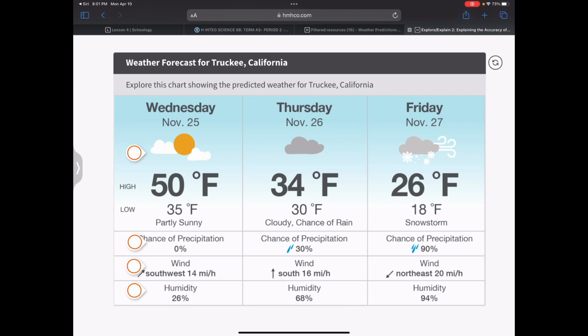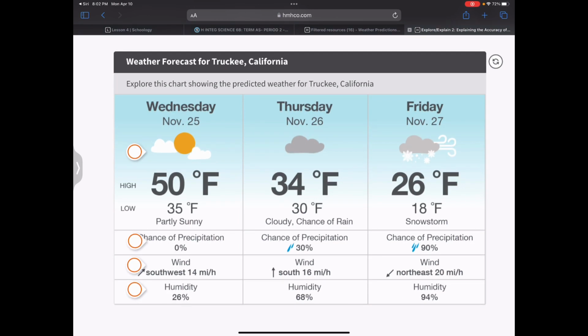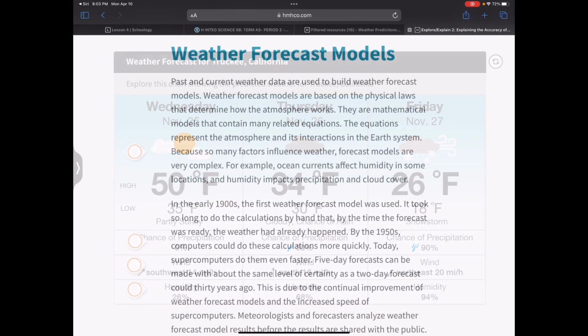The following chart is a weather forecast for Truckee, California. Explore this chart showing the predicted weather for Truckee, California. Pause the video and explore the chart. Pay attention to the temperature, the weather, whether it's cloudy, sunny, or snowy, the chance of precipitation, which means the chance of rain, the wind speeds, the wind direction, and the humidity. The humidity is a measure of moisture in the air.